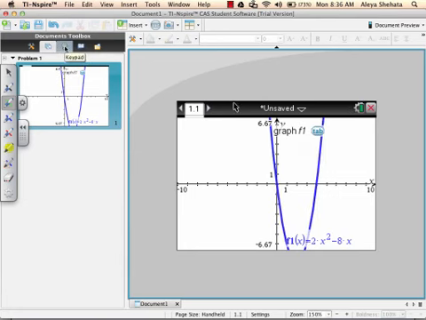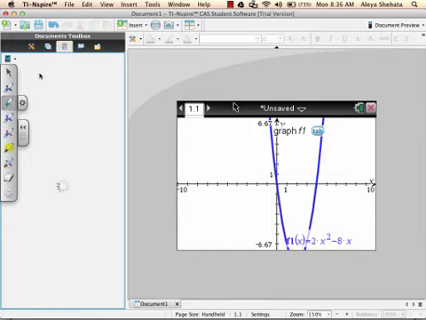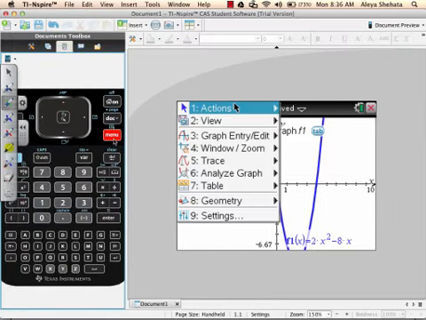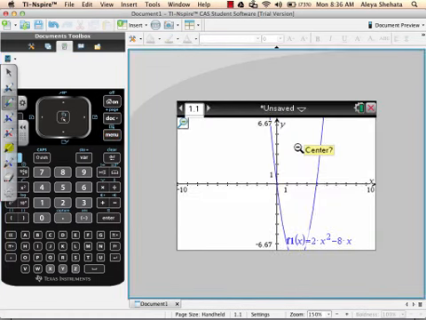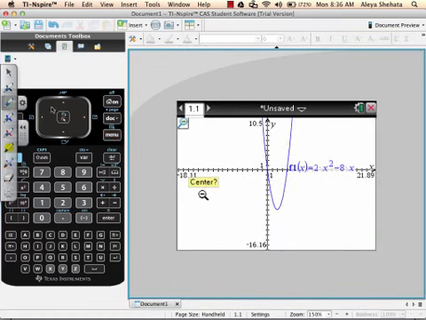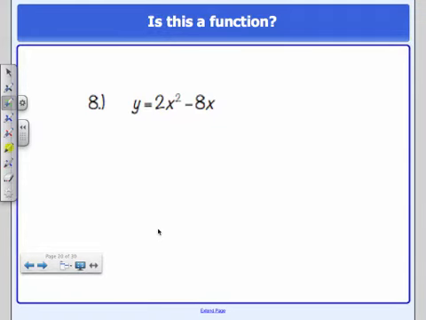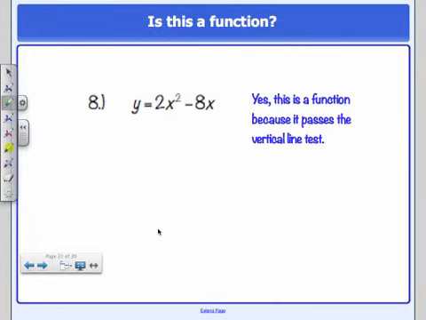So let's go ahead and click on menu. Let's zoom out a little bit just so you can see the full parabola right here. So if you look right here, this is my parabola. Any vertical line I draw through it will intersect my parabola only once, which means that this is a function because it passes the vertical line test.